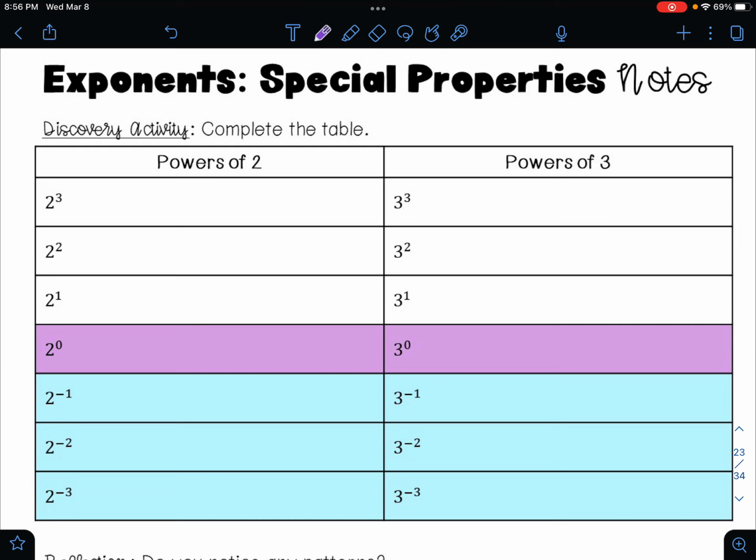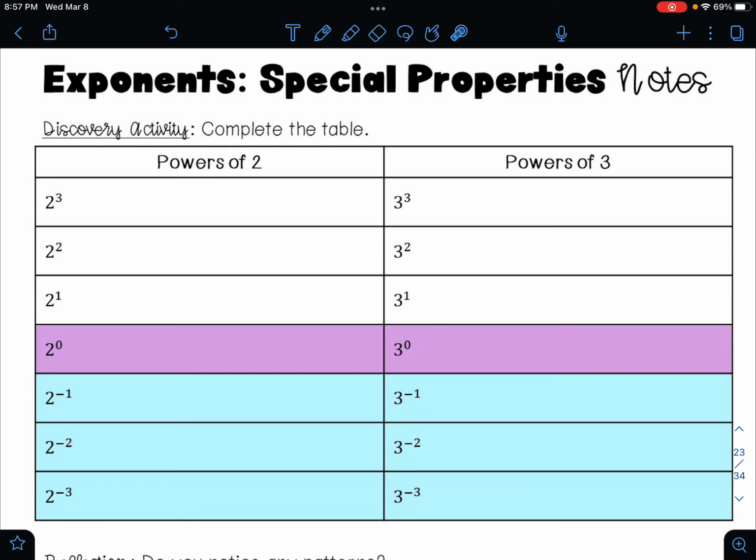In this video, we're gonna look at some special properties that exponents have. So we're gonna start off by completing these tables. And what I want you to do is take out your calculator and just evaluate the expressions for these parts in the white part of the table.